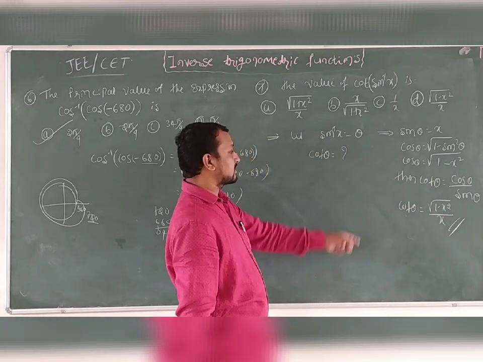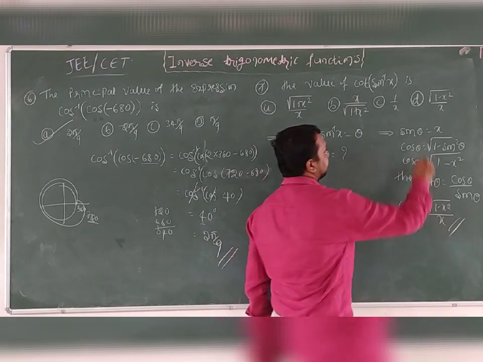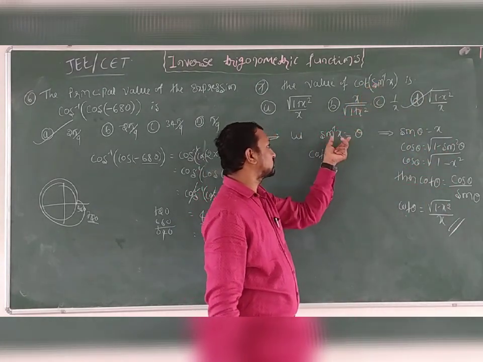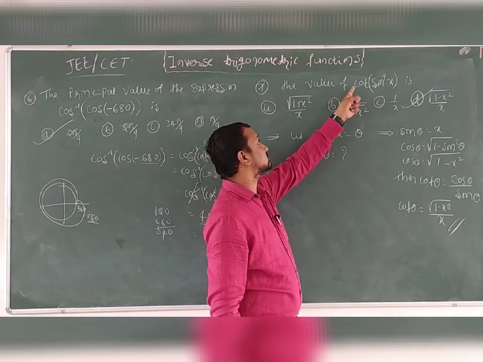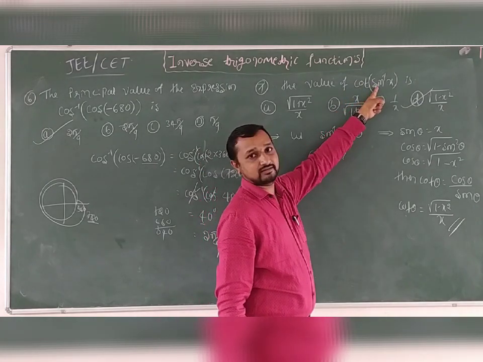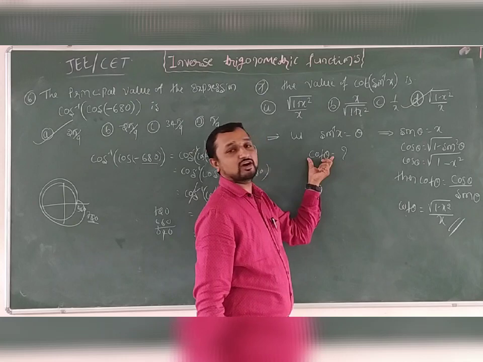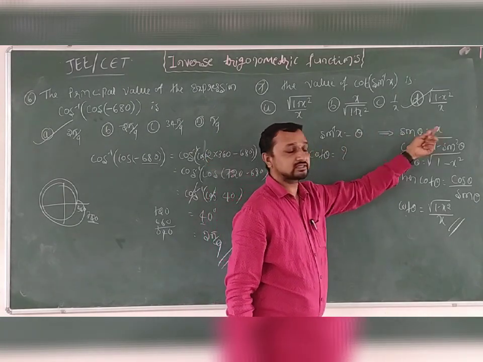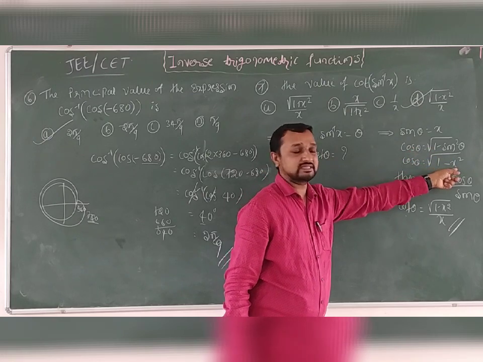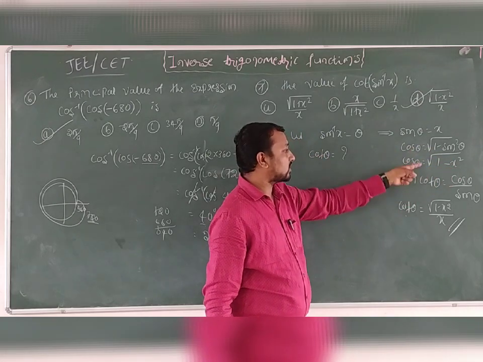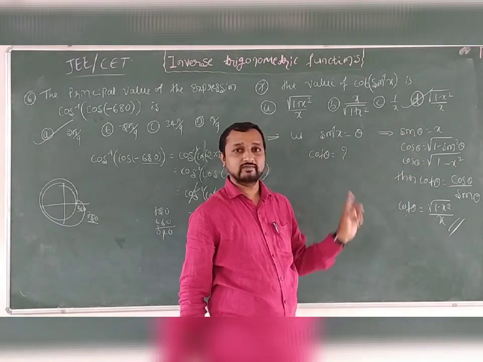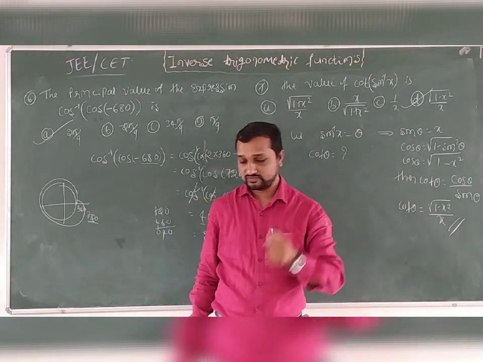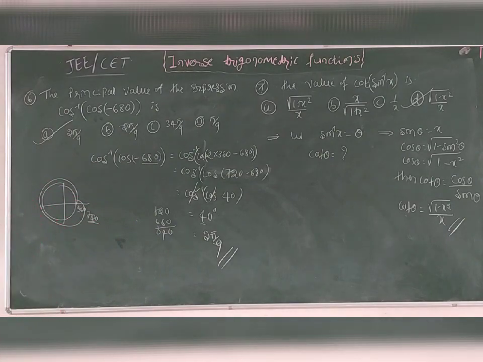What is your answer? Option D. It is a very simple question. We take sin inverse of x equal to theta, and this expression should be cot theta. Then we find the value of cot theta by using sin theta equal to x and cos theta equal to root of 1 minus sin square theta. Then cot is cos divided by sin. This is the answer. Very simple question. Okay, write down these two questions.